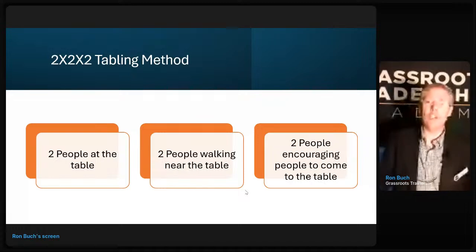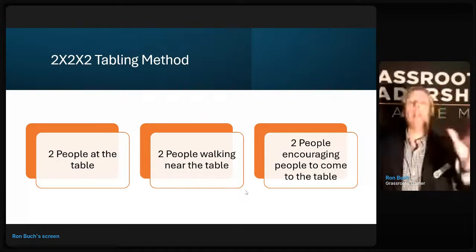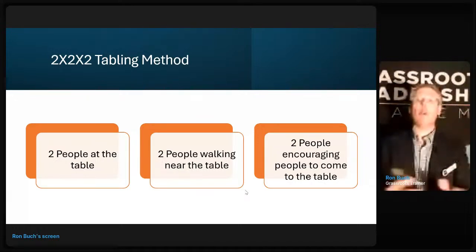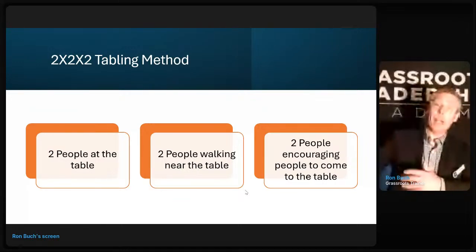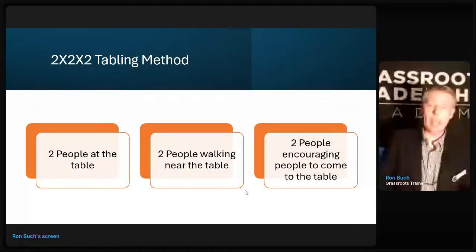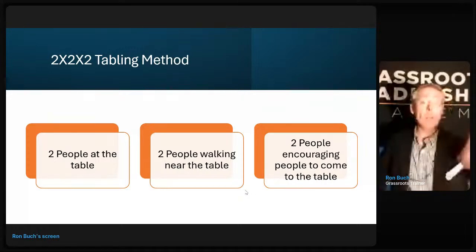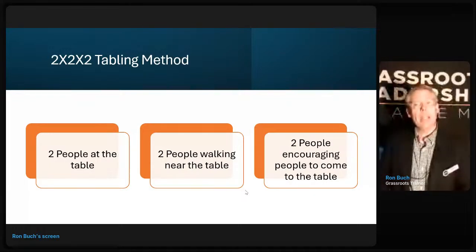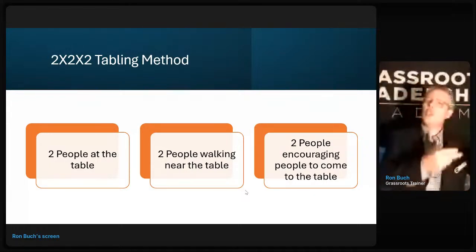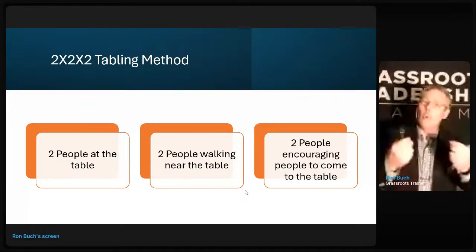Hey, have you been to the GLA table? I've heard they've got some great candy at that table. They've got some great swag at that table. Hey, did I see you at the conference session talking about parent empowerment? Man, Grassroots Leadership Academy has some great activities going up in the next couple of months. You need to go by their table and see what they're doing on that topic. And so those are some examples of how you use this 2x2x2 to really be effective.